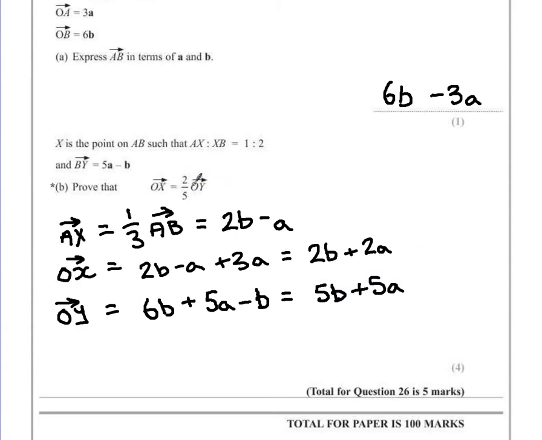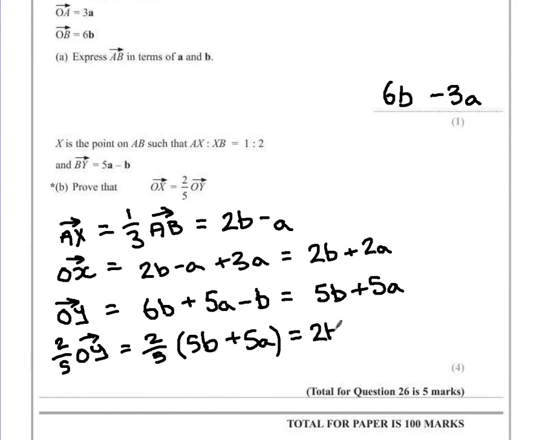So to prove that they have this relationship, let's find out what 2/5 of the vector from O to Y is. So we're going to find 2/5 of the vector 5B plus 5A. Well, 2/5 of 5 is 2, so that's 2B. 2/5 of 5A is 2A. And that shows that these are identical vectors.